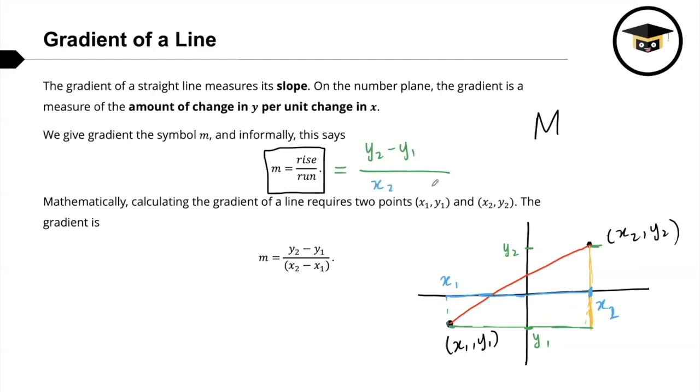x2 minus x1. So you might be like, wait, but what if y2 and y1 were on the other side? Like, what if this point was over here? Does that still work?